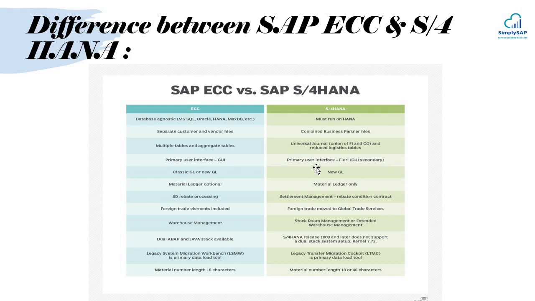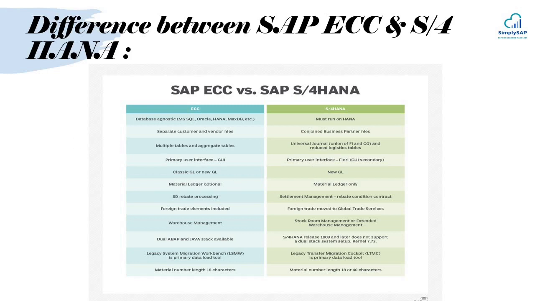The next one is rebates. Customer rebates through the existing SD rebate processing in ECC have been replaced by settlement management through condition contracts in S4HANA. So these are some differences between SAP ECC and S4HANA. Ideally, I suggest you all complete your certifications in SAP S4HANA, so that you will get knowledge about SAP Fiori as well.